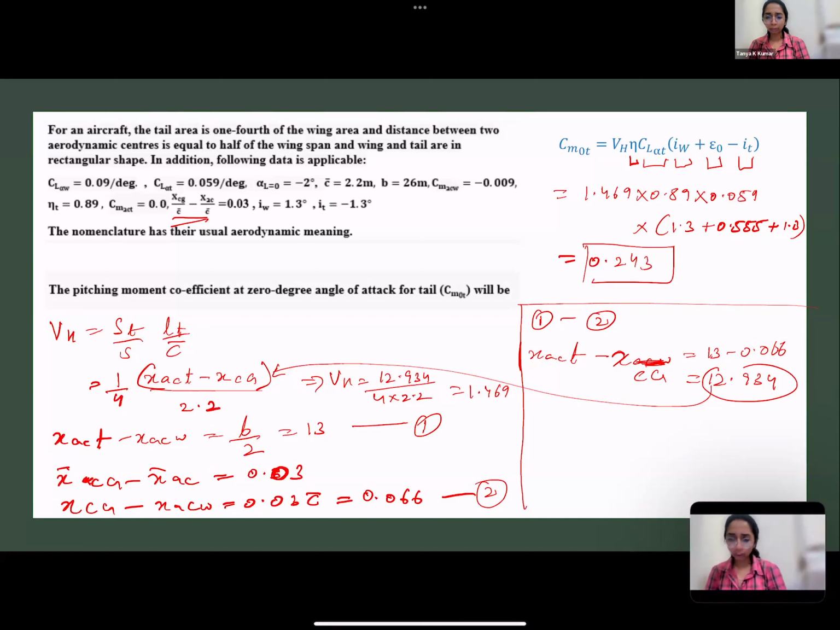So in this case, it's not much of a difference from 13. So you can actually directly use this 13, because it's just 13 and 12.934. The difference is only 0.066. You can directly use 13. Okay, the difference between the two ACs in this case, not always.